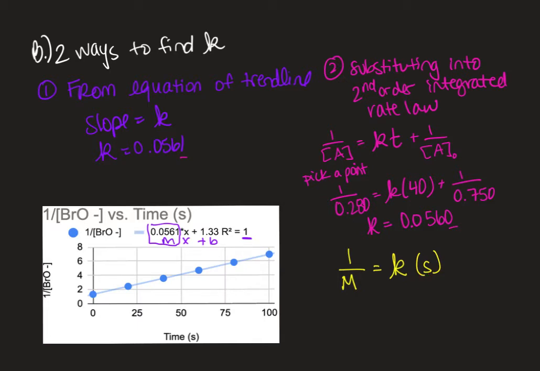And then you need to divide both sides by seconds. And that would give you k has units of 1 over molarity and seconds. So you can either write it like that, or you can say molarity to the -1, seconds to the -1. So then we can just add those units to our k values.